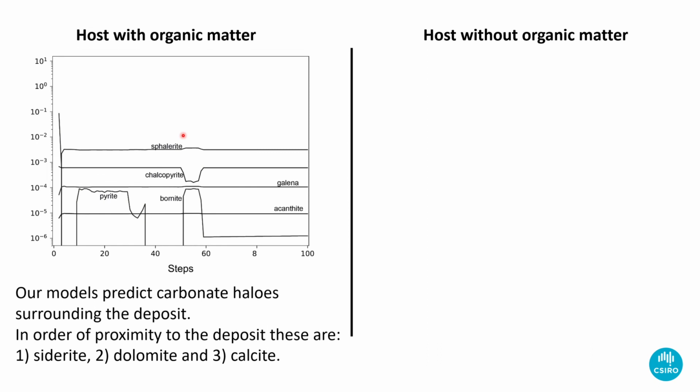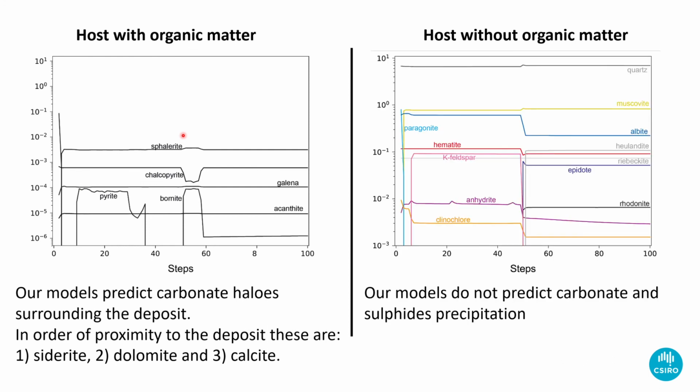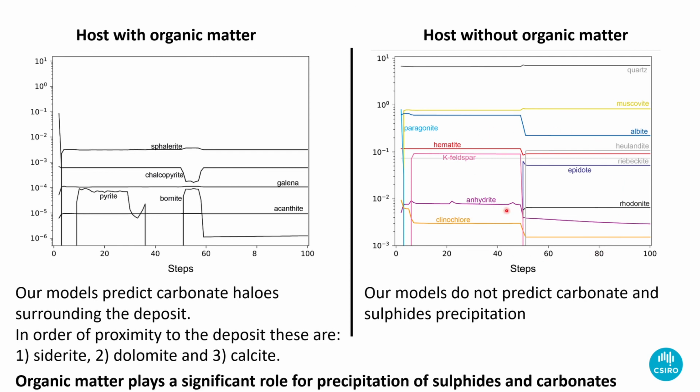However, if we take the host rock without organic matter, we do not precipitate carbonate and we do not precipitate sulfide. So this clearly shows that organic matter plays a significant role for precipitation of sulfide and carbonates via the thermochemical sulfate reduction.